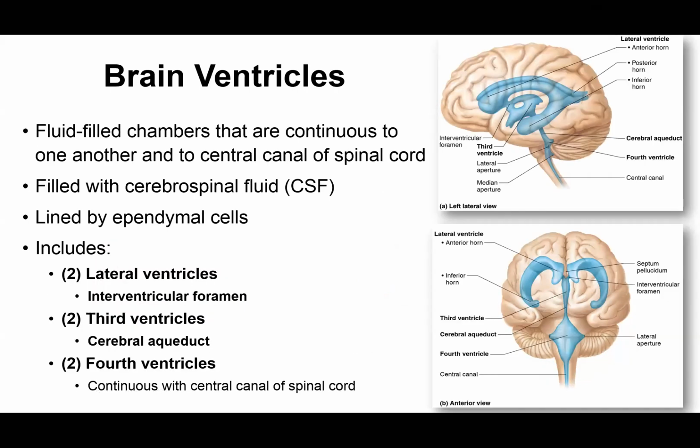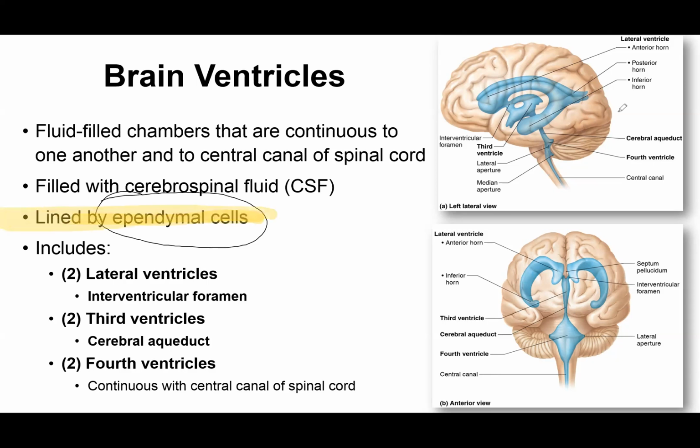So I briefly talked about the subarachnoid space containing cerebrospinal fluid, but I just want to mention that cerebrospinal fluid is actually made in the ventricles, and most of it is going to be sent through an array of different structures on its way. Ventricles are fluid-filled chambers that are continuous with one another, and they're also continuous with the central canal in the spinal cord. Again, they're filled with cerebrospinal fluid and lined by ependymal cells. That should not be a new word to you guys because that should be a review from the chapter on nervous tissue that we covered last week. I'm highlighting that because it's something you should probably know.